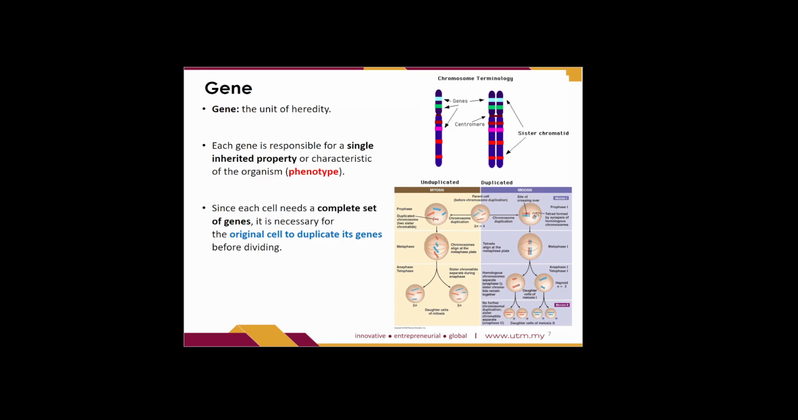Let's now move to another term, which is gene. What is a gene? A gene is the unit of heredity. Each gene is responsible for a single inherited property or characteristic in organisms, such as phenotypes. Since cells all need a complete set of genes, it is necessary for the original cell to duplicate its genes before it divides.